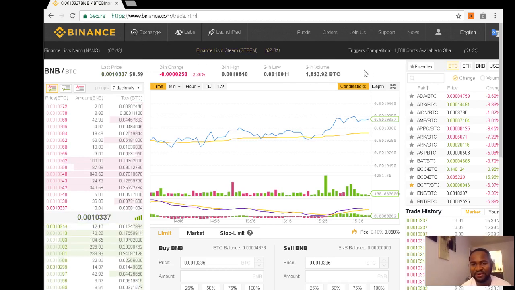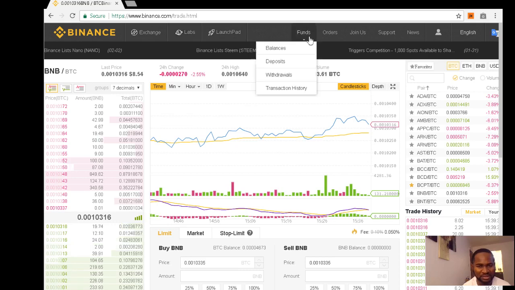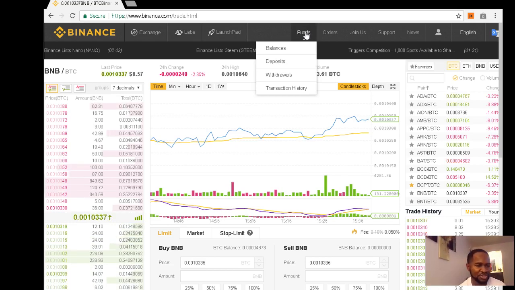Okay, now let me go. I haven't explained this part of it. Let me just go back to some other parts. Now funds, this is where you check your balance, this is where you check your deposit, this is where you're able to deposit, this is where you're able to withdraw, and this is where you're able to check all your transaction histories.